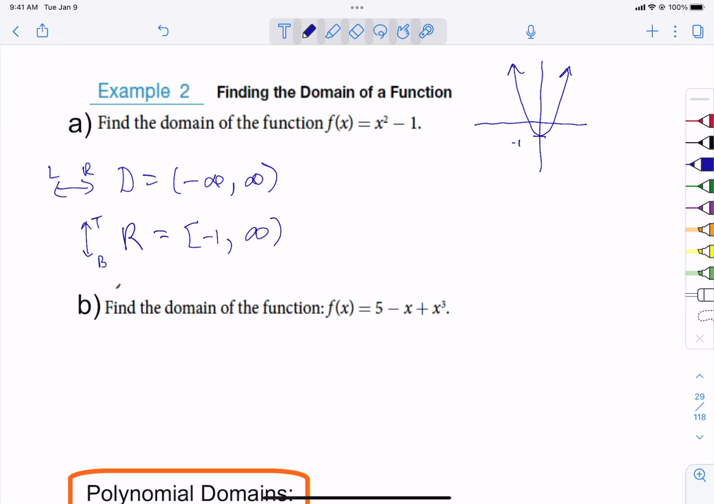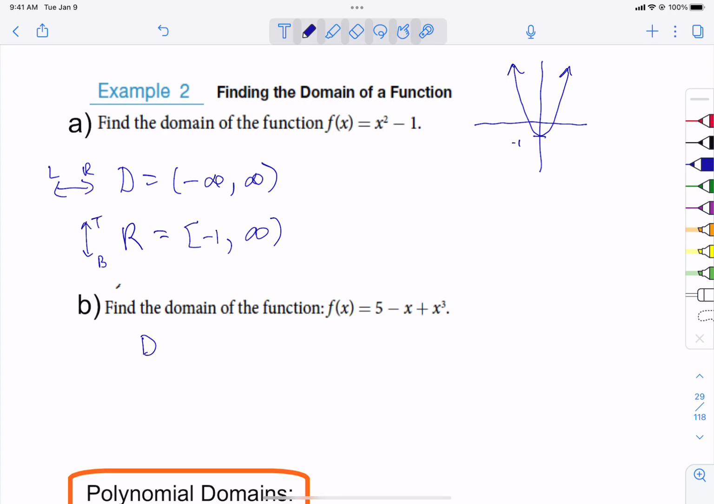So when looking at a graph, you're going to use interval notation most of the time. In this case, x squared minus 1 has any x I want I can plug in. The graph also stretches from left to right as far as I want. But the range is kind of more restricted. Now let's take a look at part B.